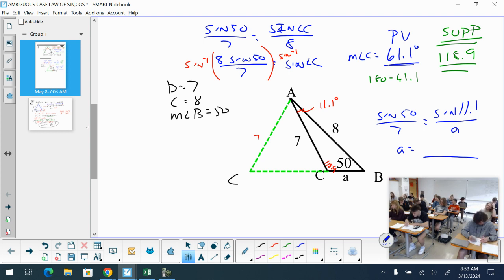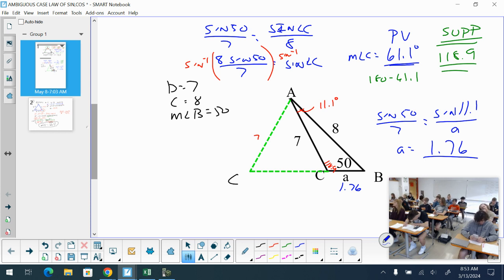Chris, what do you get for little a? 1.76, which anatomically, once again, biggest angle, biggest side. Smallest angle, smallest side. Anatomically, I'm correct. I've fulfilled all my properties of triangles. So we get two solutions there.